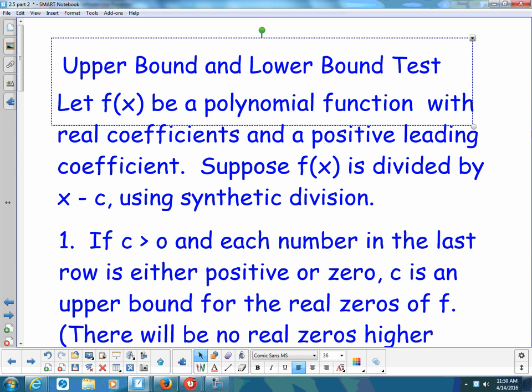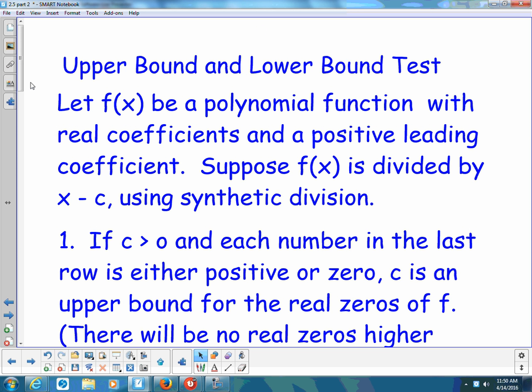Okay, the upper bound and lower bound test. Again, remember this obviously predates graphing calculators. This would be like 200 years ago, 400 years ago. They needed some tests to help them graph polynomial functions. They could not reach for their TI Inspire. So the upper bound and lower bound test goes like this.